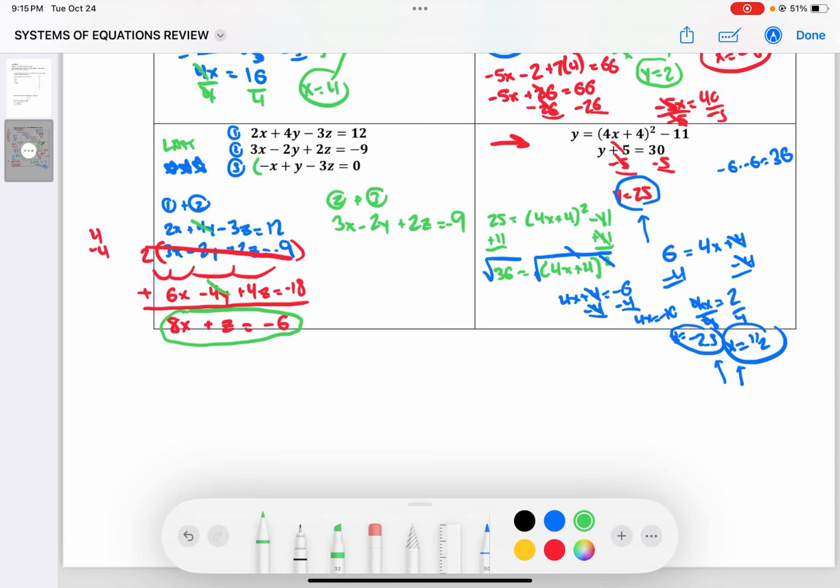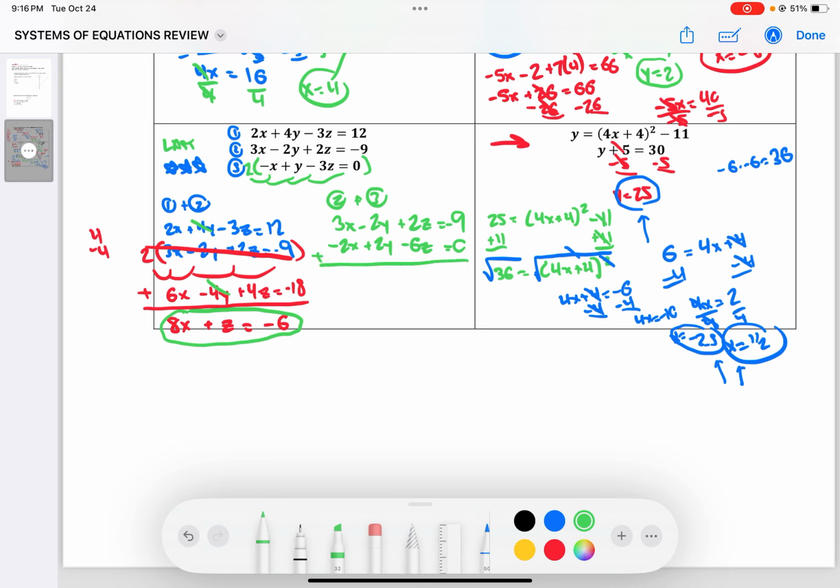So let's multiply that equation by 2 and distribute out, right? And start myself off with what would be something that cancels out. So 2 times negative x is negative 2x. 2 times y is positive 2y. And 2 times negative 3z is negative 6z. And that is equal to 0, because 2 times 0 is 0.